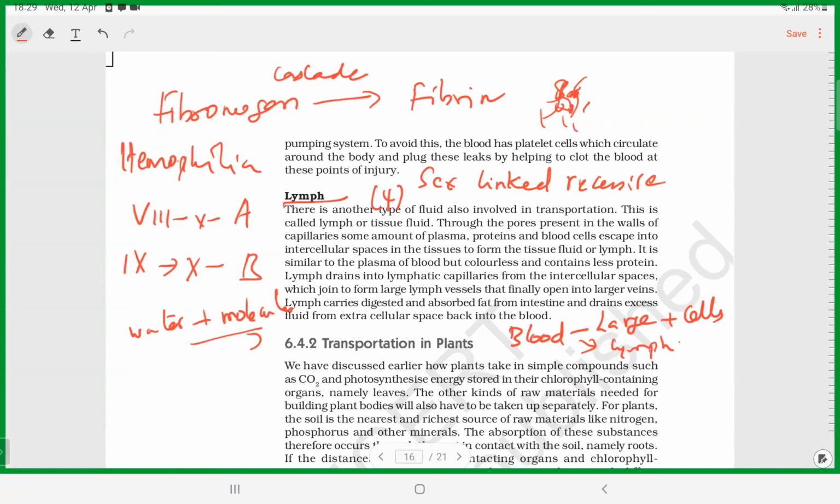Please go through the text. Maybe in the next class, when you read, if anything is difficult to understand, you please ask me. Okay, we will discuss that.